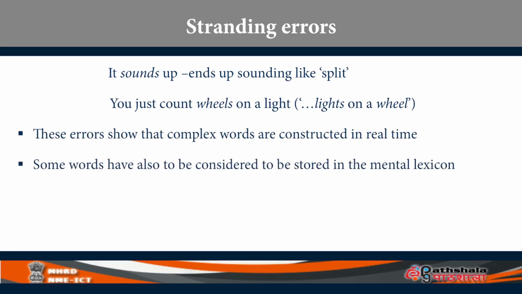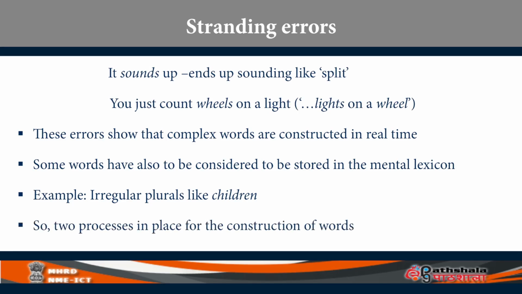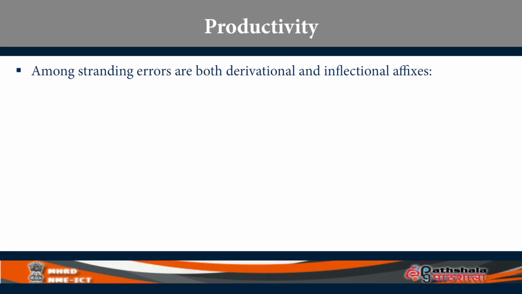But we also know that some words have to be stored as whole words in the mental lexicon. For example, irregular plurals like children must be stored in the lexicon. So we claim therefore that two processes are in place for construction of words. Among stranding errors, both derivational and inflectional affixes are involved.